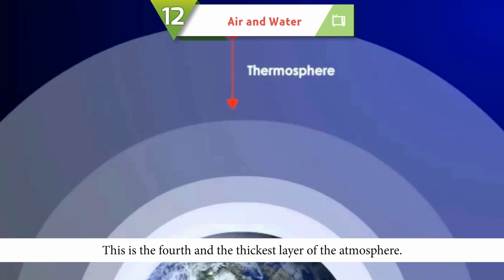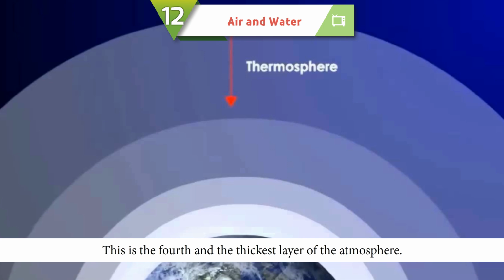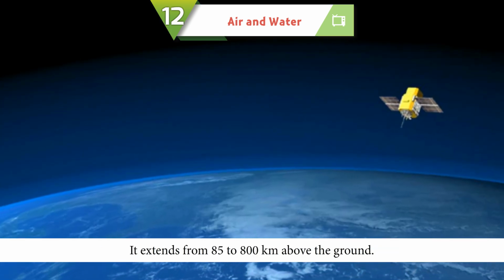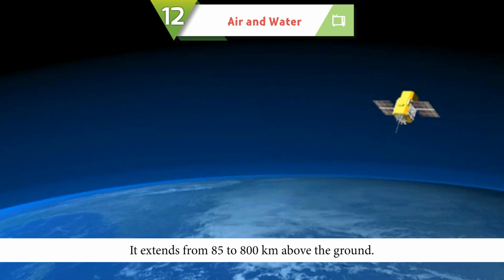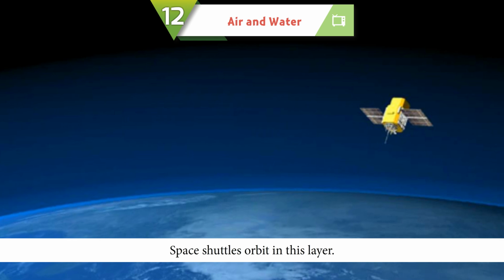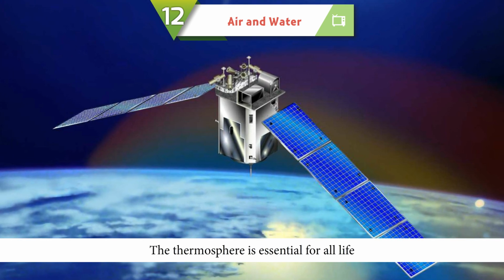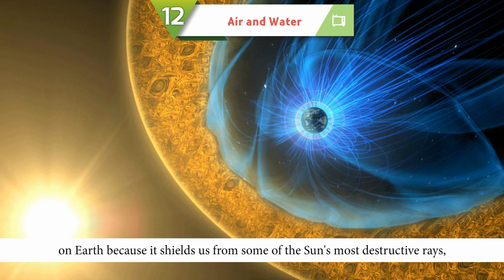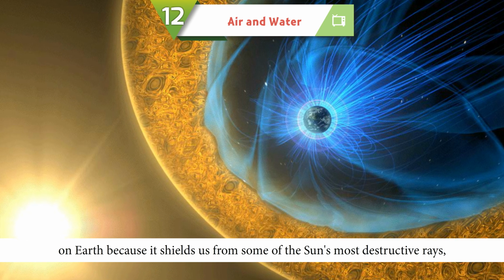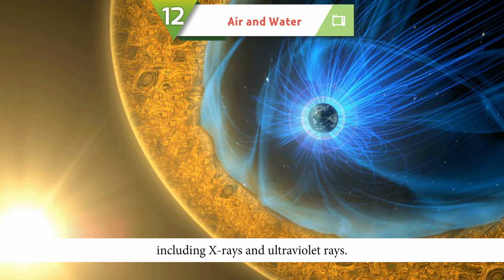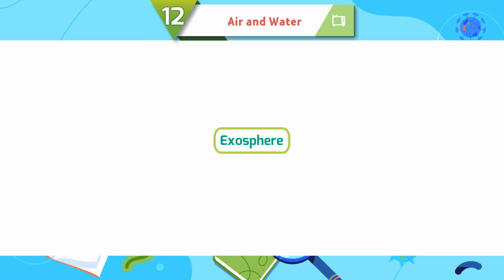Thermosphere. This is the fourth and the thickest layer of the atmosphere. It extends from 85 to 800 kilometers above the ground. Space shuttles orbit in this layer. The thermosphere is essential for all life on Earth because it shields us from some of the sun's most destructive rays, including X-rays and ultraviolet rays.